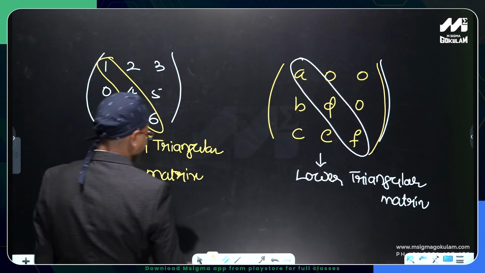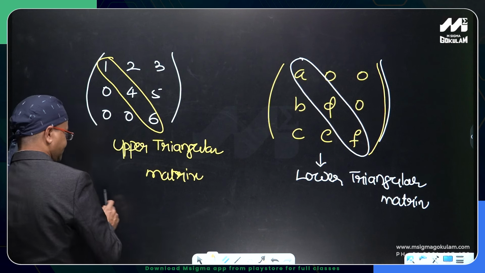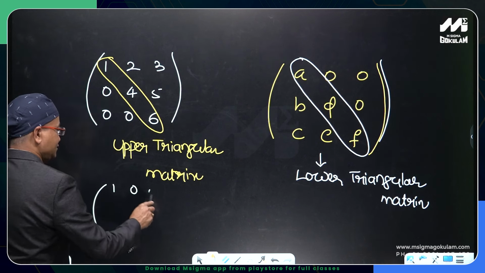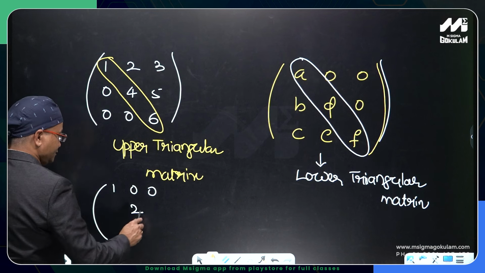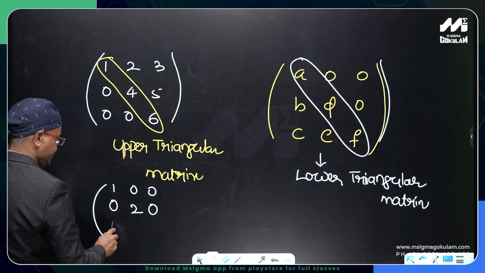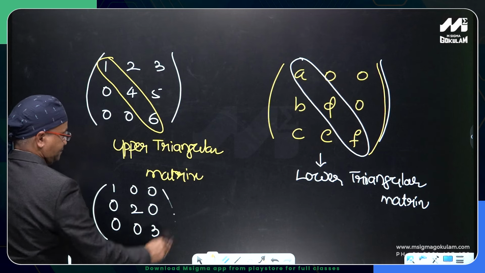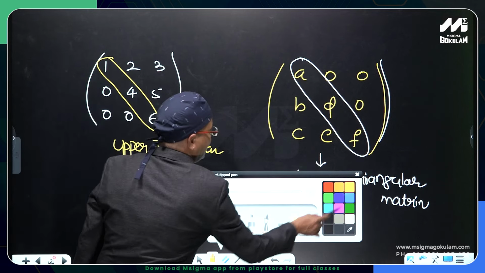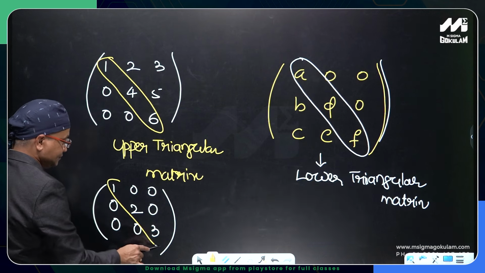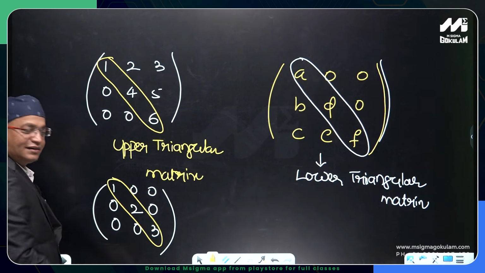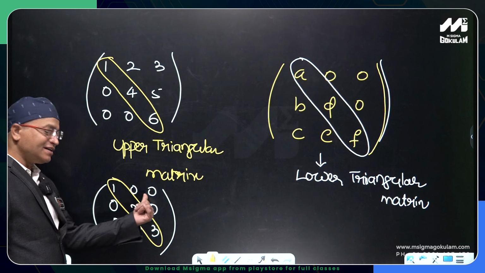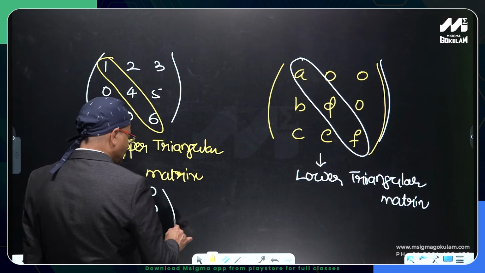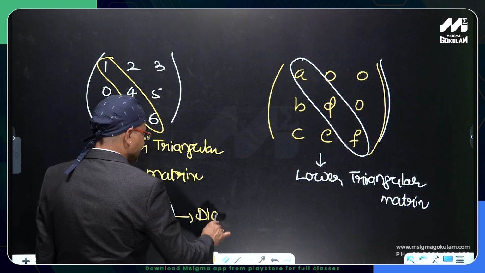Similarly, you observe one more. I have like this: 1, 0, 0, 0, 2, 0, 0, 0, 3. Here, above the principal diagonal, below the principal diagonal, here and here, zeros. All elements above the principal diagonal and below the principal diagonal are zeros. This type of matrix is called a diagonal matrix.